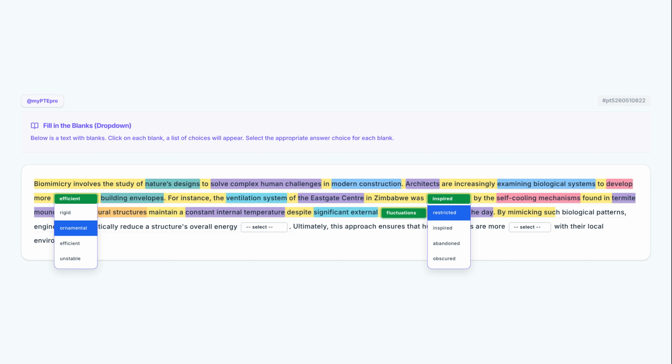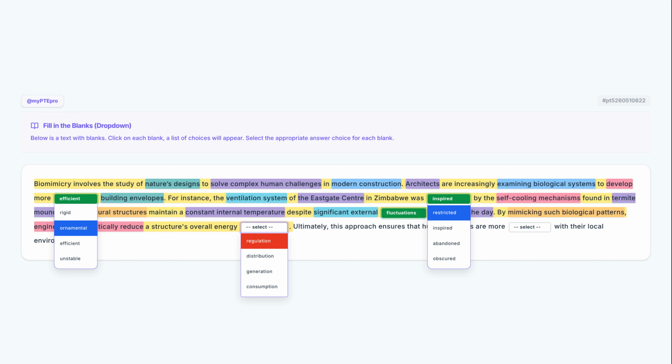By mimicking such biological patterns, engineers can drastically reduce a structure's overall energy blank. This sentence outlines the practical benefit for engineers who apply these methods. It suggests that mimicking such biological patterns leads to a drastically reduced effect on a specific resource metric. Regulation. While regulation is a part of managing overall energy, the sentence emphasizes a reduction in amount. Biomimicry aims to drastically reduce the need for energy rather than just controlling how it is used.